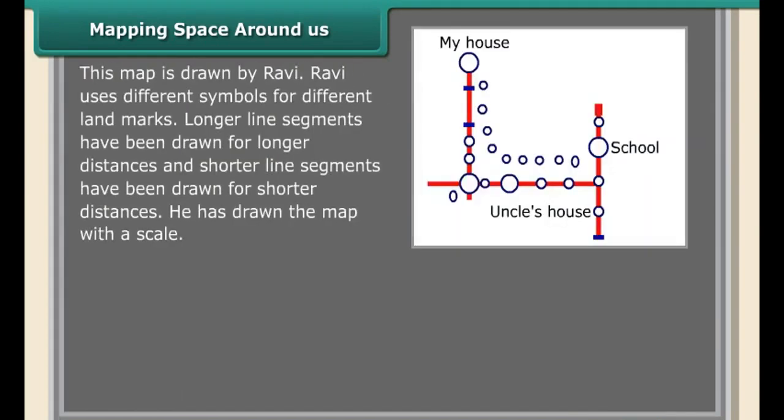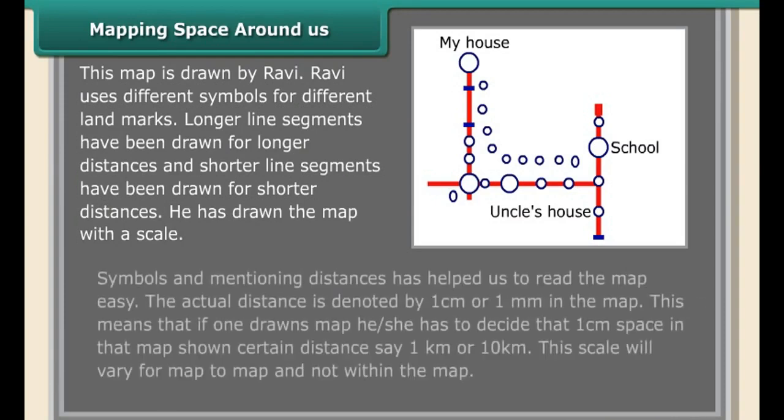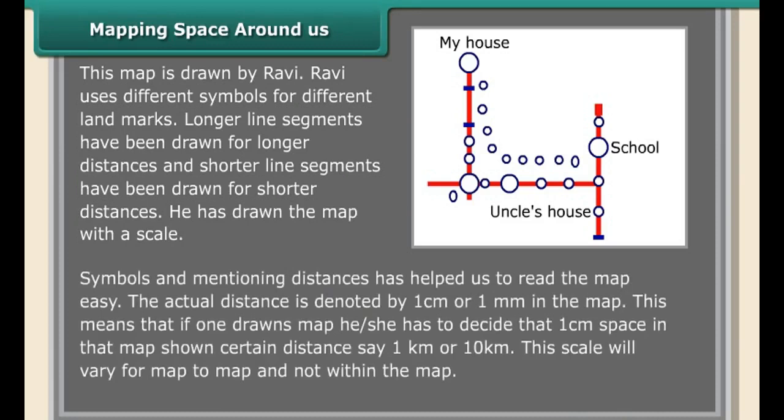This map is drawn by Ravi. Ravi uses different symbols for different landmarks. Longer line segments have been drawn for longer distances and shorter line segments have been drawn for shorter distances. He has drawn the map with a scale. Symbols and mentioning distances has helped us to read the map easily.